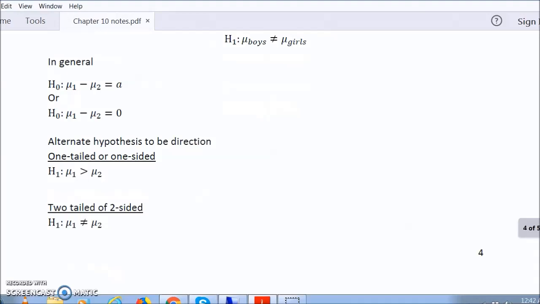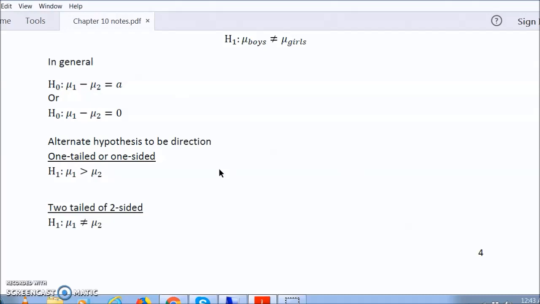One of the things that is very important to think about is how your alternate hypothesis is written, whether it is one-sided, one-tailed, or two-tailed. That means whether it is directional or non-directional. If my null hypothesis states that mu1 minus mu2 equals 0, or a pinpoint value, then one-tailed would be mu1 is greater than mu2, or mu2 is greater than mu1. That means I am stating that the mean height of boys is greater than the mean height of girls.